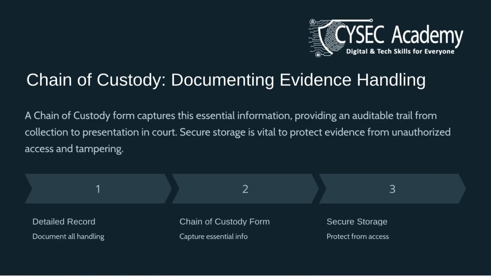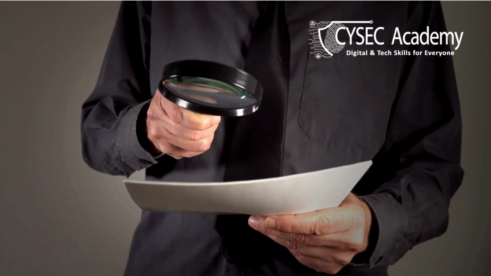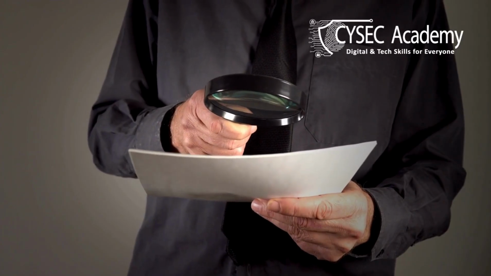It starts the moment evidence is identified and seized and continues unbroken until it's presented in court or disposed of. This record must meticulously track the who, what, when, where, and how of evidence handling. Who had custody of it? What is the evidence, with unique identifiers? When was it collected, transferred, stored, or accessed? Where was it kept? And how was it handled and secured at each stage?